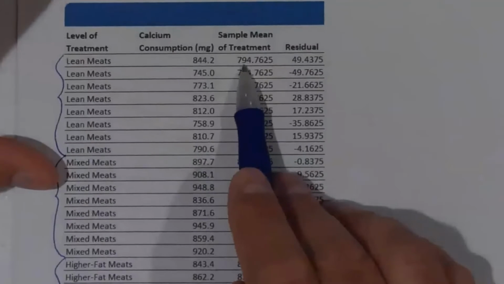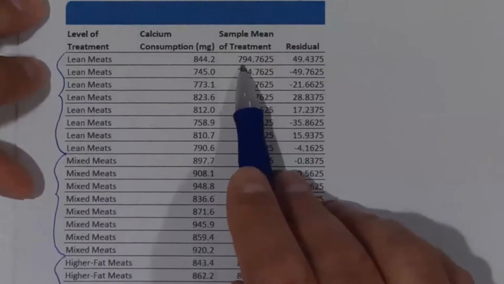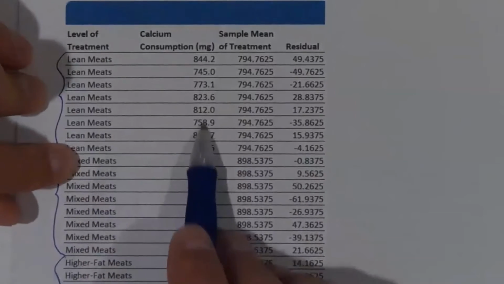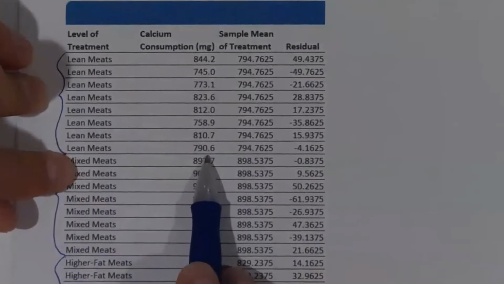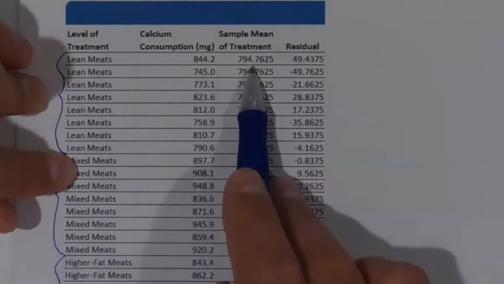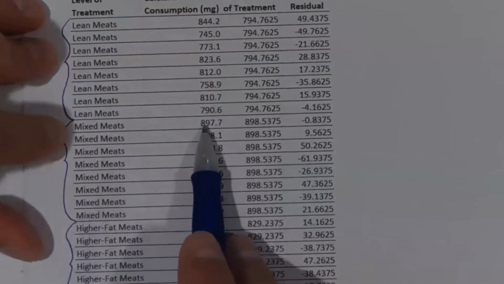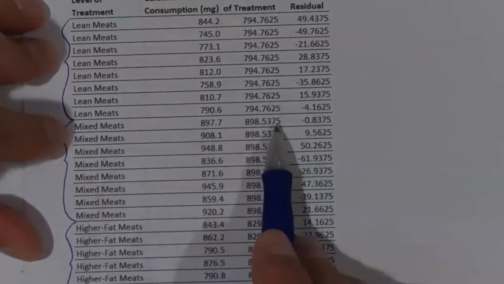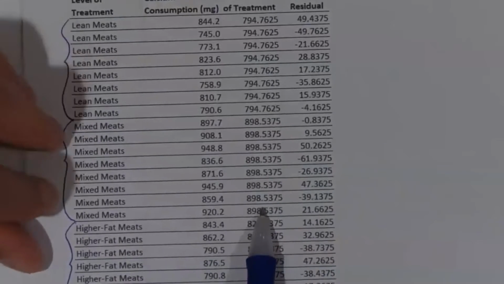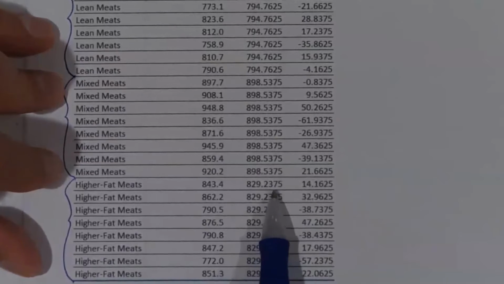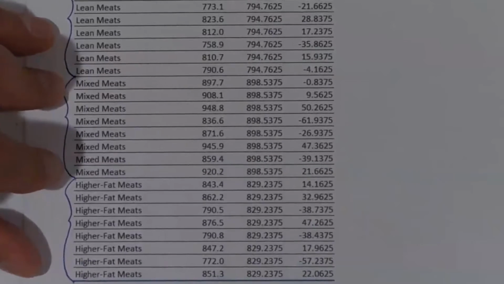In this next column, this is the mean of all of the lean meats data. If I take these 8 data values for lean meats and find the mean of those, that mean is 794.7625. And likewise for the mixed meats, if I take the 8 mixed meats data values and find the mean, that mean is 898.5375. So I've just written that down here. And then likewise, if I take the 8 higher fat meats data and find their mean, that mean is 829.2375. So I've just rewritten that 8 times here.